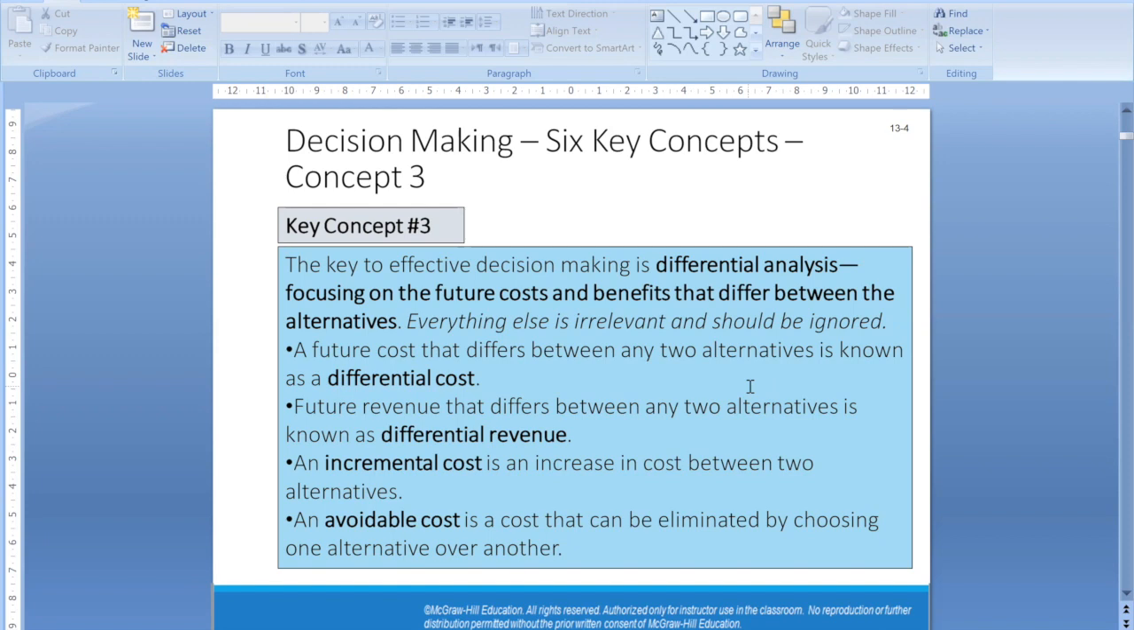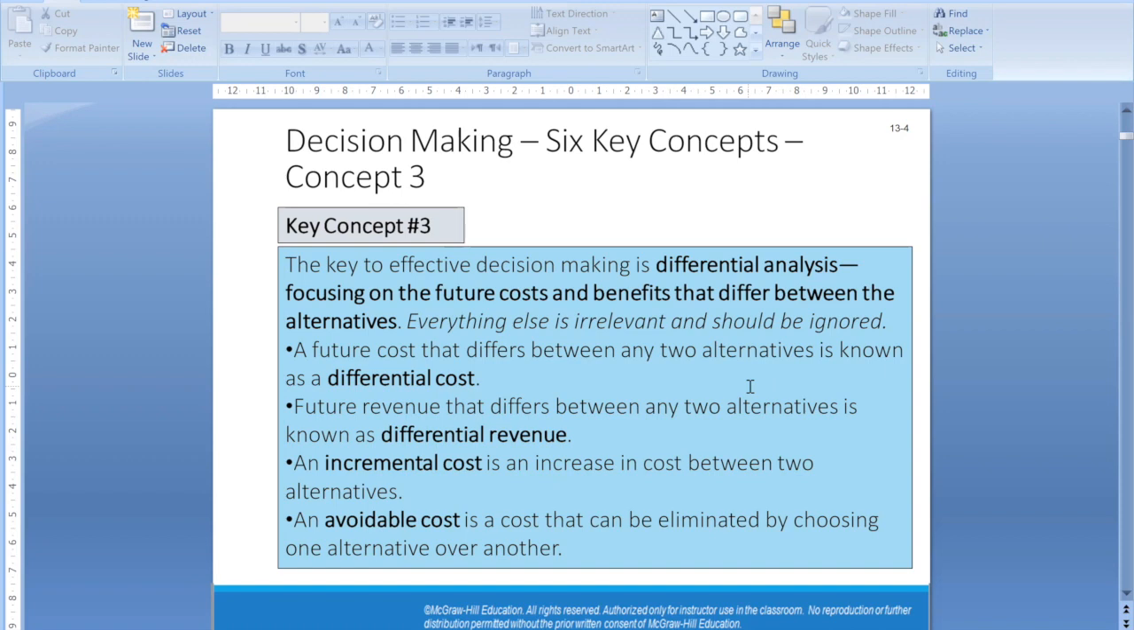So you will consider the difference between the 2 alternatives in making your decision, and this is called differential. If we talk about the costs, then we are saying differential costs, the difference between 2 alternatives in cost, or differential revenues, which is the difference between the 2 alternatives in regards to revenues.